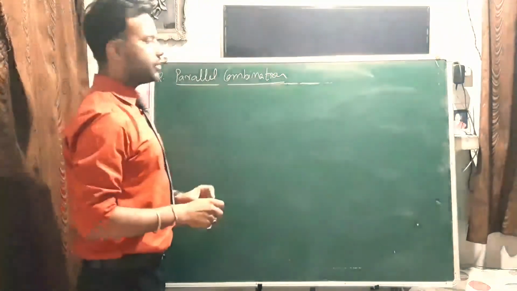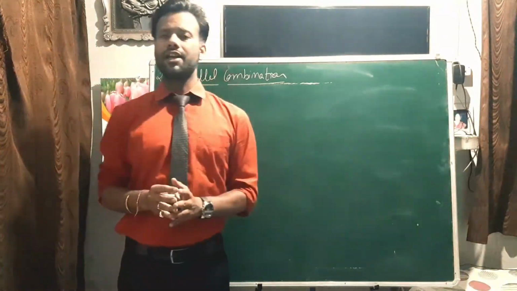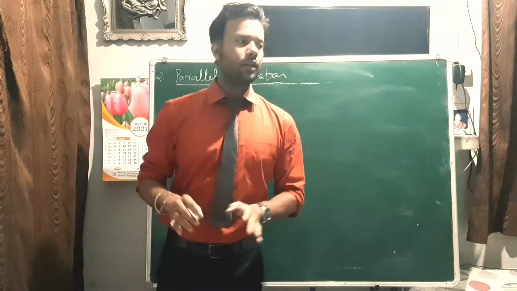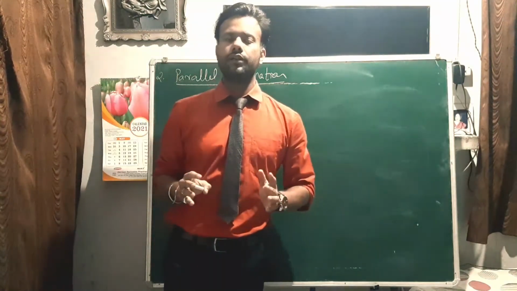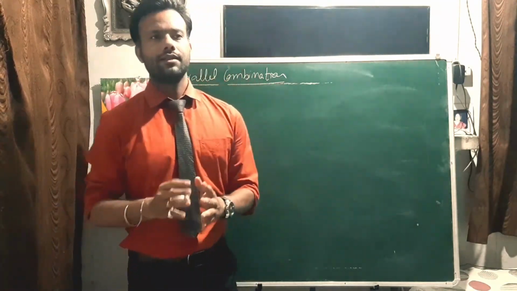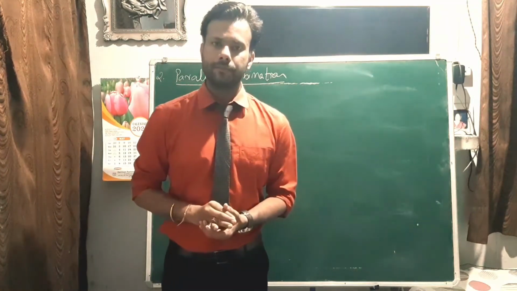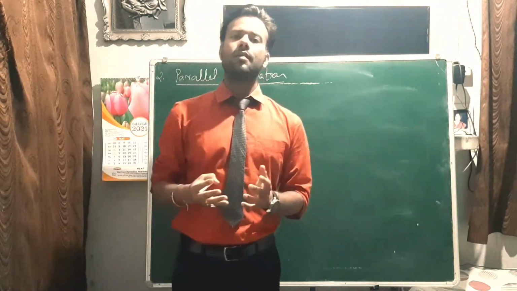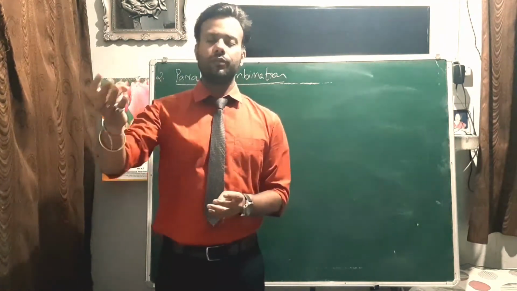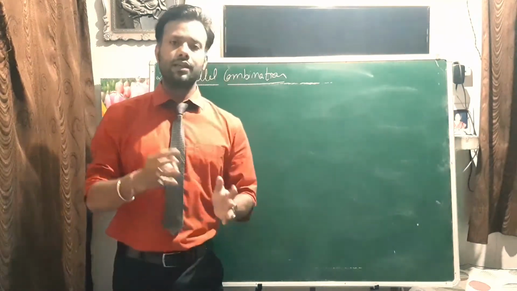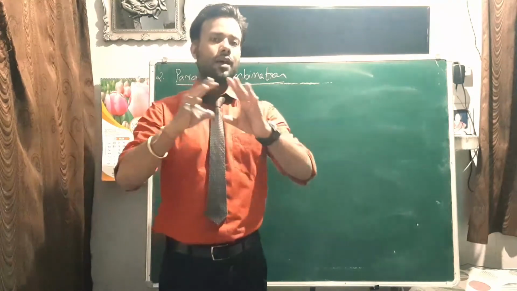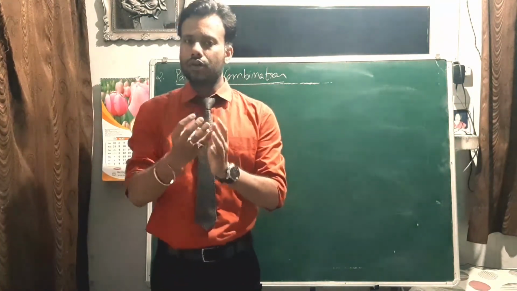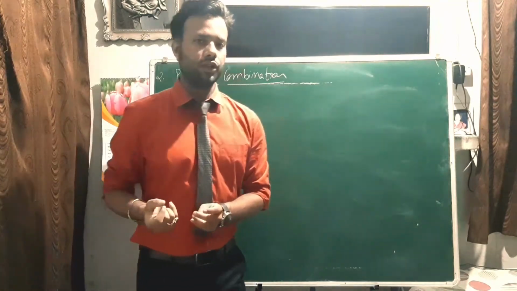In parallel combination, each capacitor is directly connected to the voltage source. Like in our whole household circuit, each appliance is directly connected to the AC mains, so that each appliance gets an equal amount of voltage that is coming from the voltage source. Similarly, when the capacitors are connected in parallel, each capacitor gets an equal amount of voltage from the voltage source.